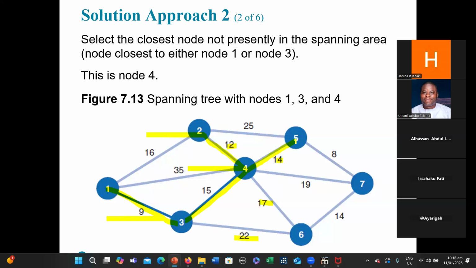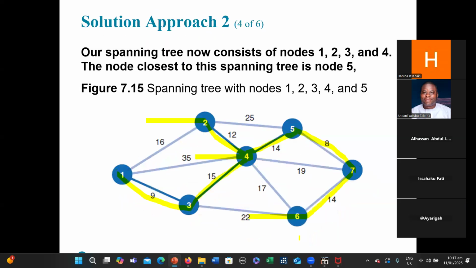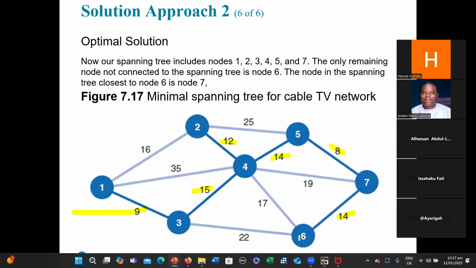5. Then from 5 to 7, and then 7 to 6. Okay. Hope that helps.